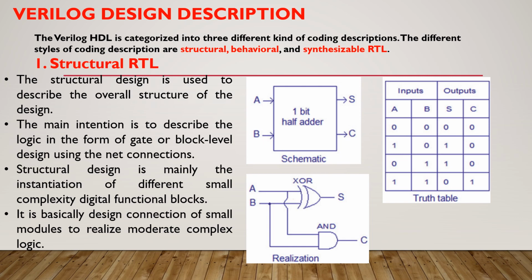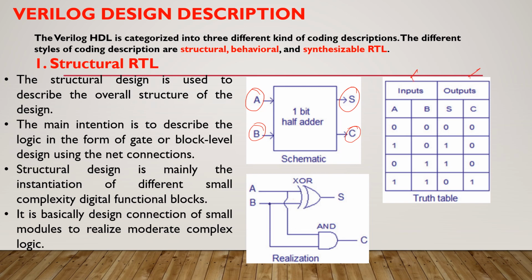In structural design, first of all, we have to know the overall structure of the design. Suppose, for example, you want to design a 1-bit half adder; you have to know the exact structure of the half adder. You can see here, for this 1-bit half adder, A and B are the inputs, and sum as well as carry are both outputs. We have four different combinations described in the truth table. The truth table gives the relationship between the input as well as the output.